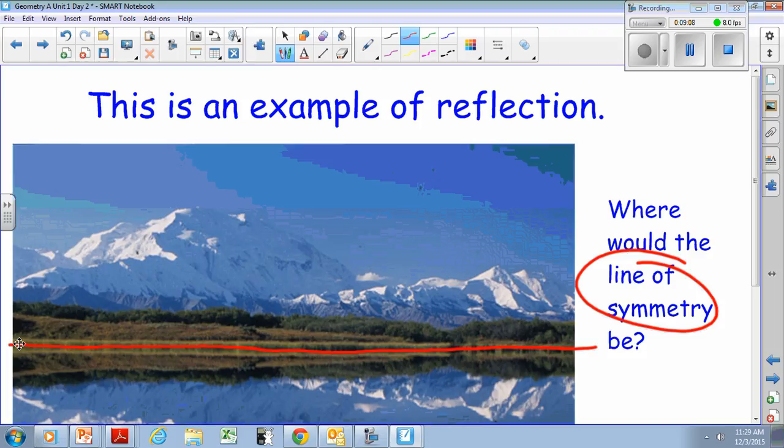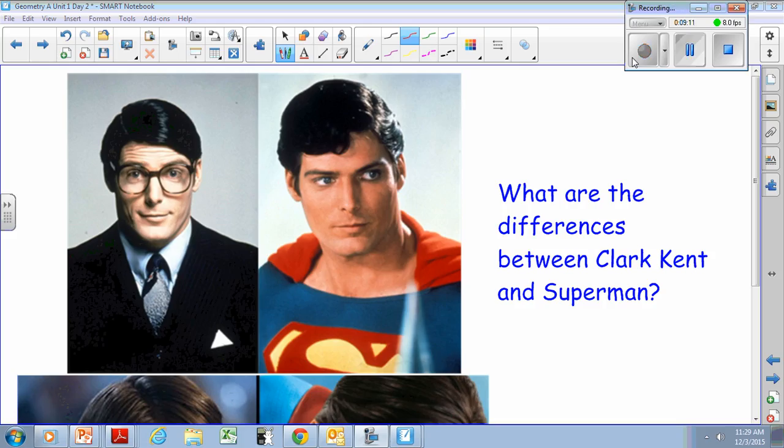All right, with that said, let's see. Okay, what are the differences between Clark Kent and Superman? Find anywhere from 2 to 5. Someone out loud, what's one difference between Clark Kent and Superman?